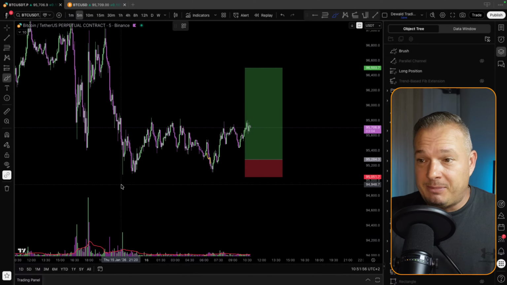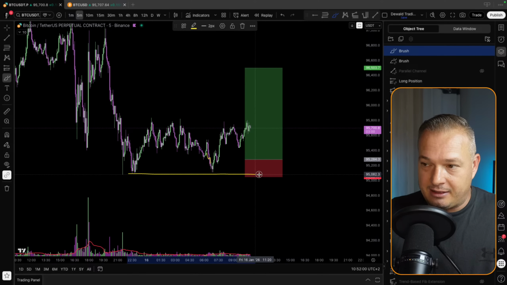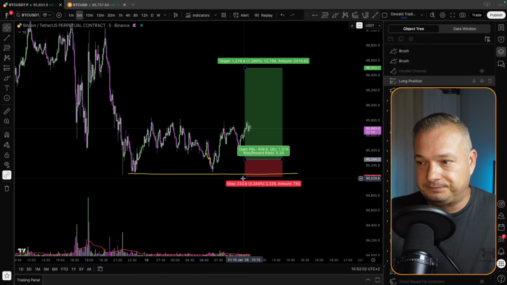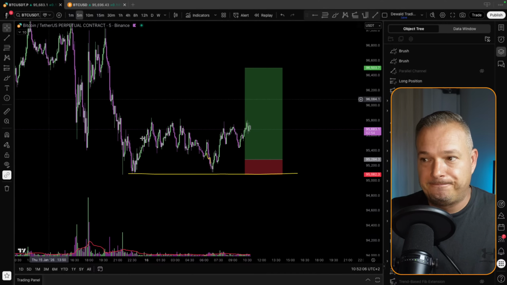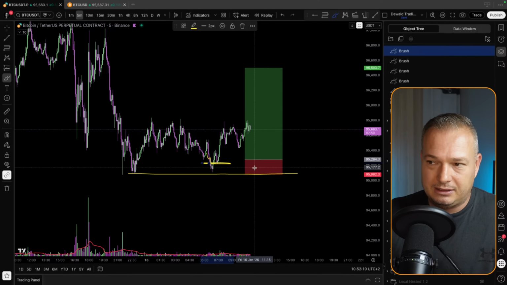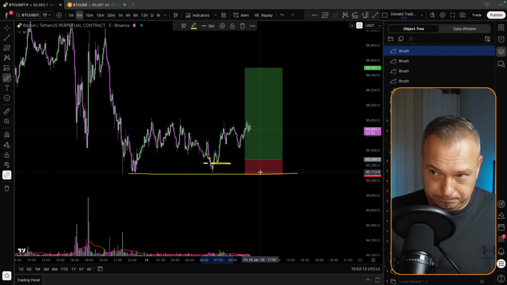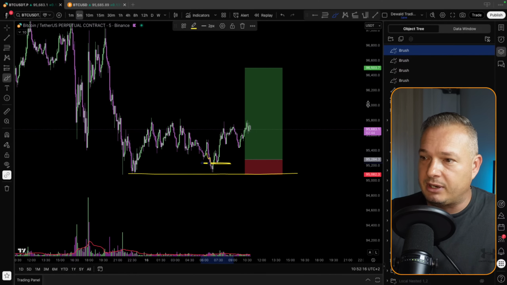I said from a risk management perspective, it does not get better than this. I entered long around about this zone over here somewhere, and TP1 almost got hit. I'll explain the trading scenario as well.